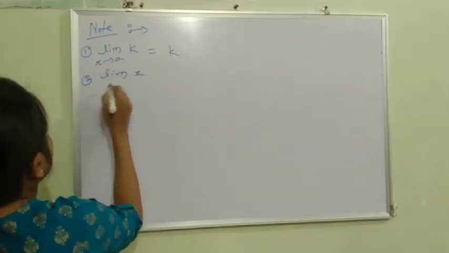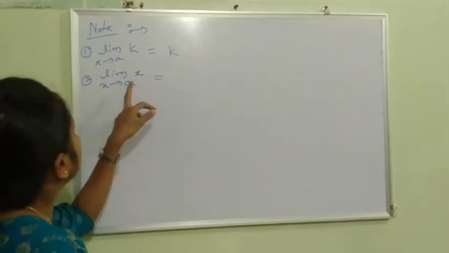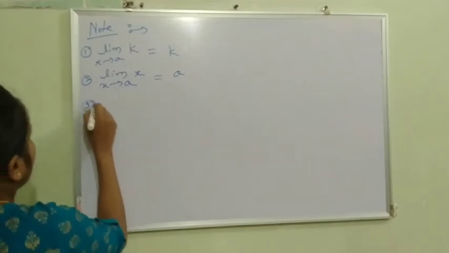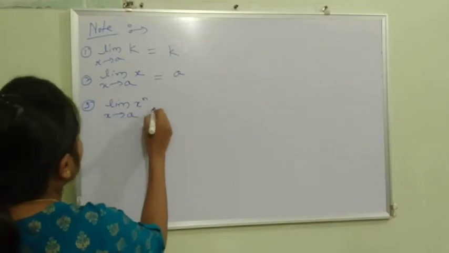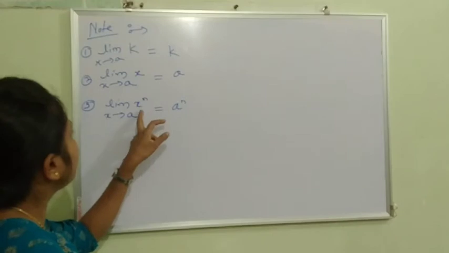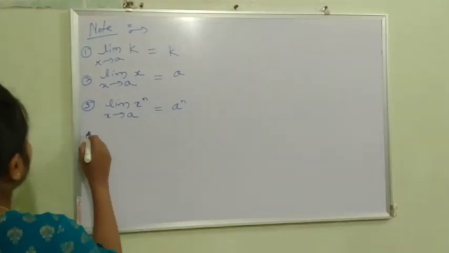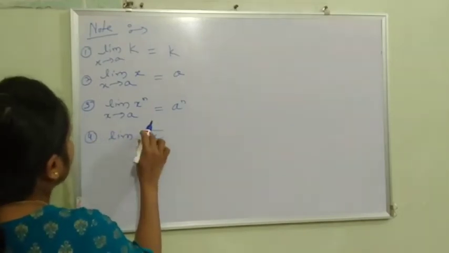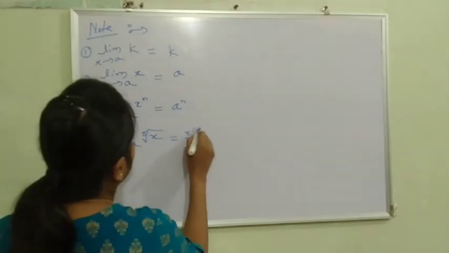Second, what is the limit of x as x tends to a? Suppose x is a polynomial. Substitute x equals a here, and we obtain a. What is the limit of x to the power n as x tends to a? It is the same: instead of x we have x to the power n, a polynomial of degree n, so it is a to the power n. What is the limit of the rth root of x as x tends to a? It is the rth root of a.